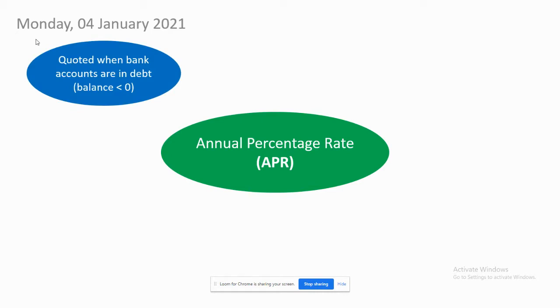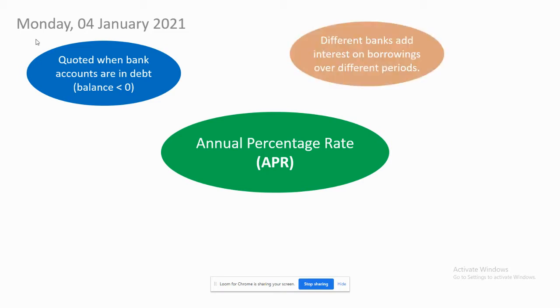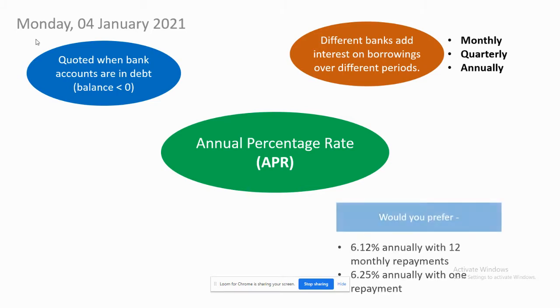Okay, so banks quote APR when the account is in debt or you are loaning some money. So the balance is less than zero. Different banks work out interest in different ways, and generally it's dependent on your repayment frequency. So you might repay the loan monthly or quarterly or annually or weekly or daily. And they will work out the interest based on your repayment period.